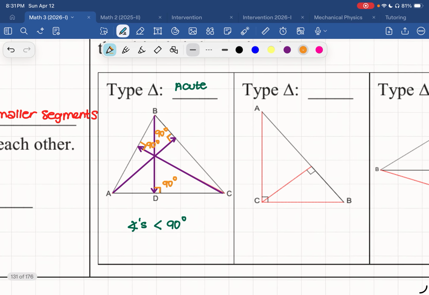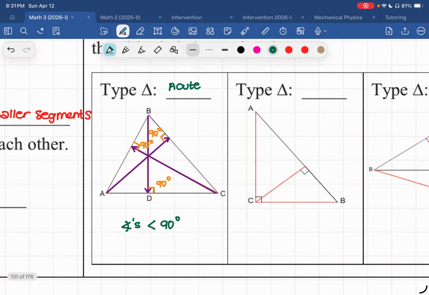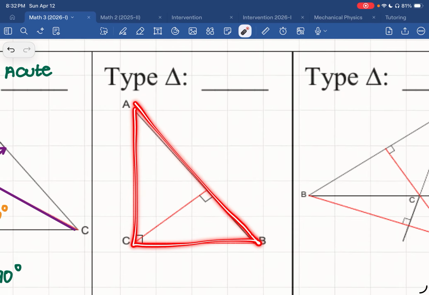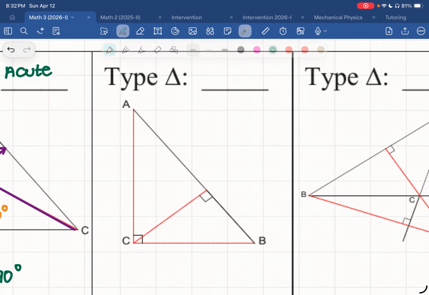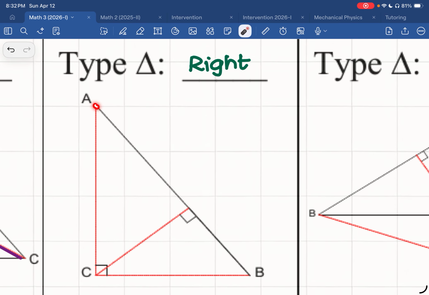Okay, now let's talk about the next type of triangle. What kind of triangle is this one? Yes, it's a right triangle because we have a right angle in one of the vertices, right? So we're gonna call this one a right triangle. So I'm gonna show you what's gonna happen with this one. In this case, we have this vertex. But let me show you.